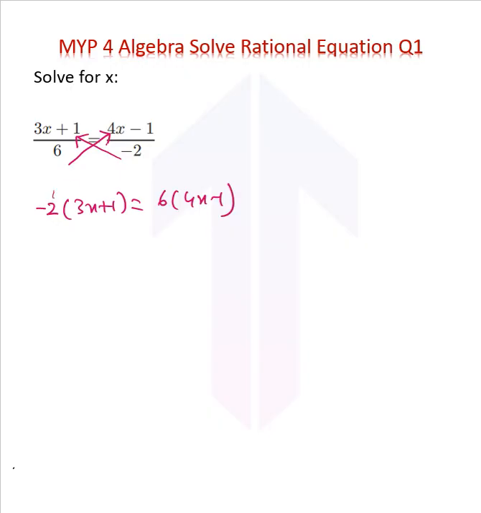Open the brackets. Minus 2 into 3x is minus 6x, plus minus 2 into 1 is minus 2. And 6 times 4x is 24x and minus 6.